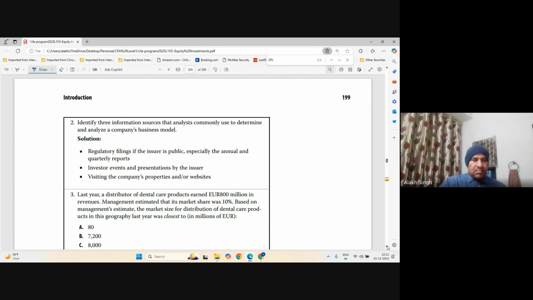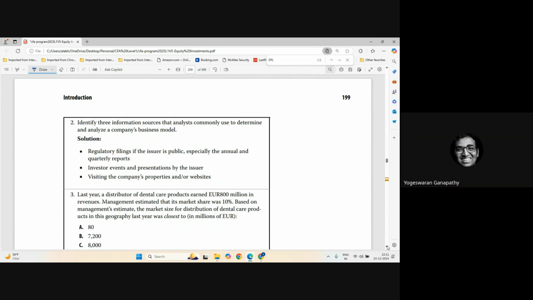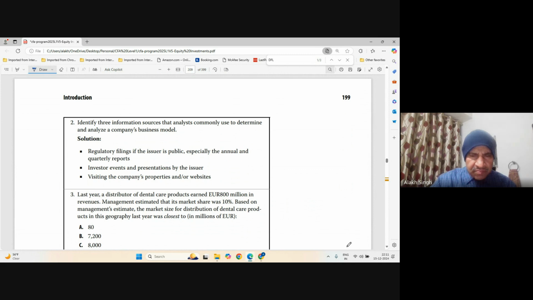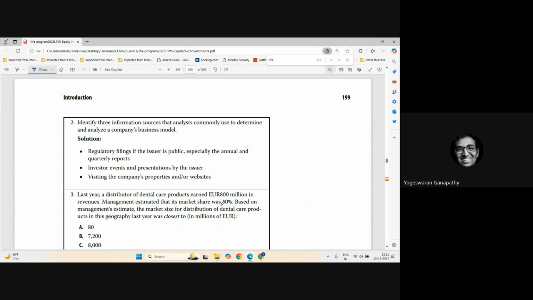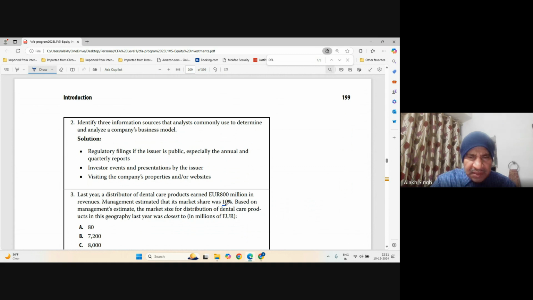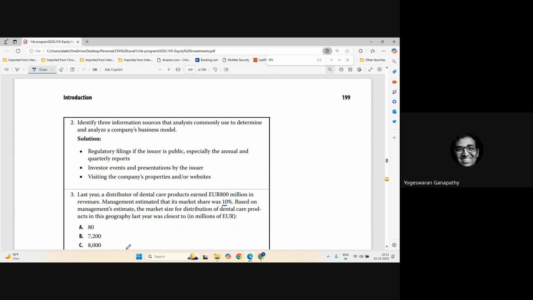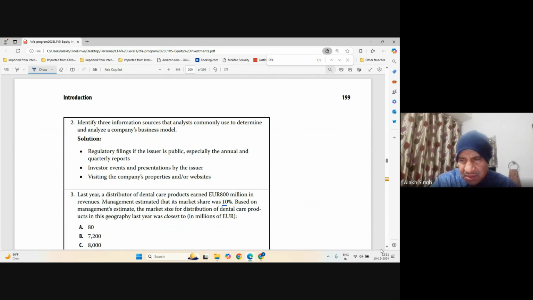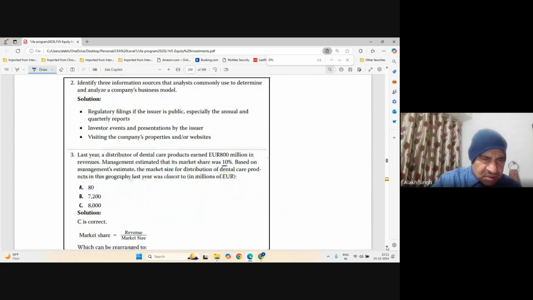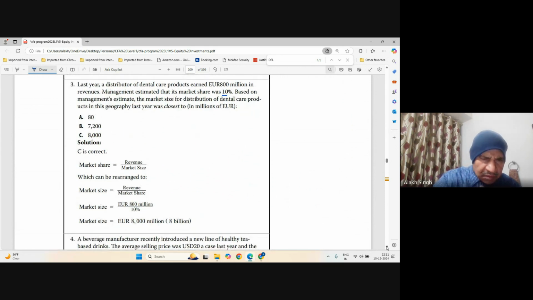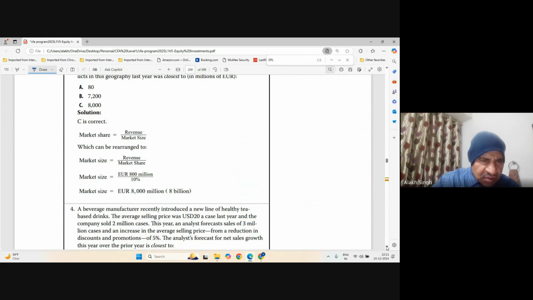Question 3. Last year, a distributor of dental care products earned 800 million in revenues. Management estimated that its market share was 10%. Based on the management's estimate, the market size for distribution of dental care products in this geography last year was closest to? 10% of the market is equal to 800 million, so the market is 8,000 million. Straightforward answer. Next question.